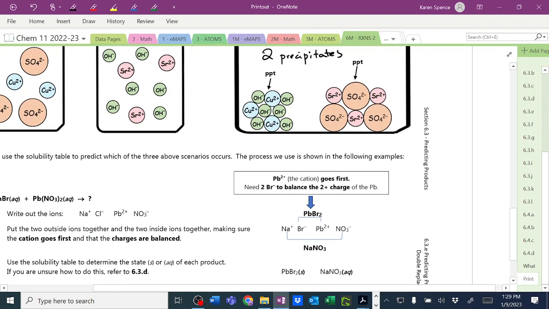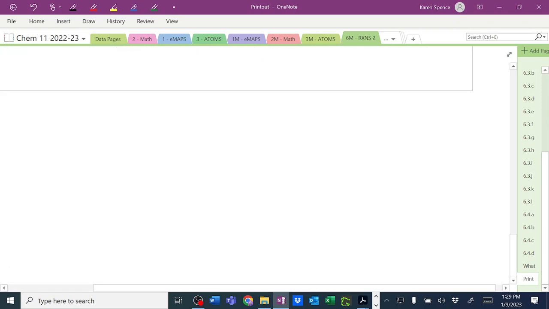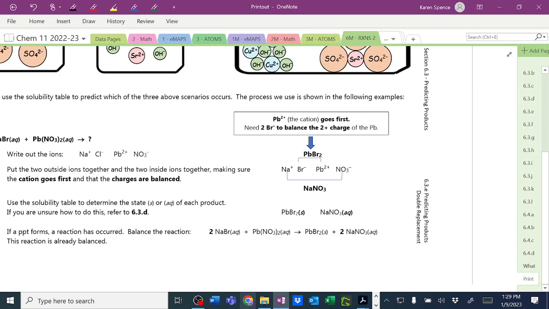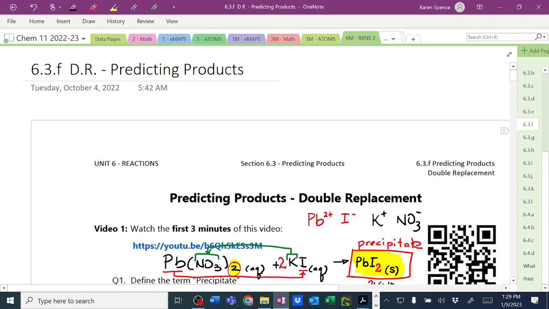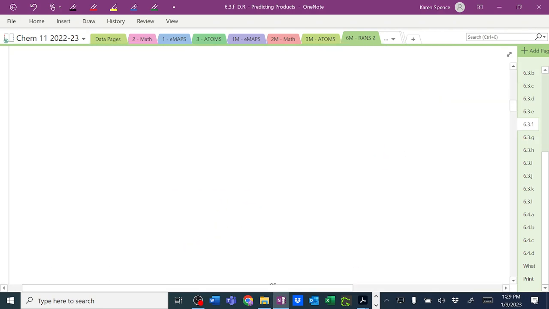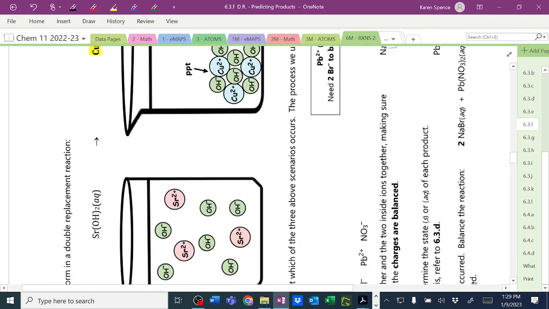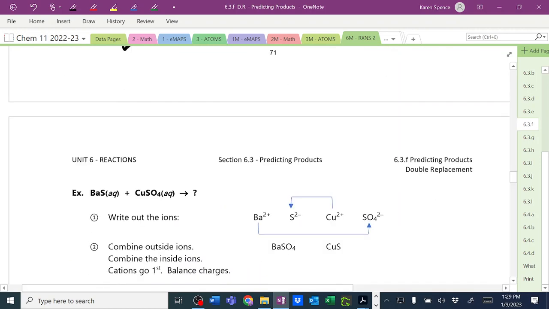Now, how are you guys feeling about this whole thing? Do you feel like you'd be able to predict some products, or do you want any more examples? One more? Or no more? One more? Okay. Oh, and now I have to go back to the other thing. This is 6.3e. There we go. Or no, F. There we are. Okay.